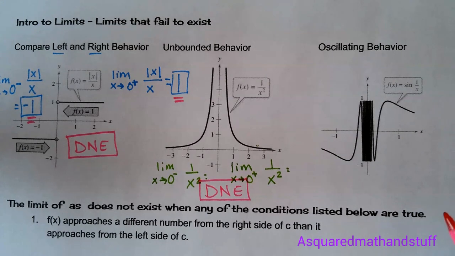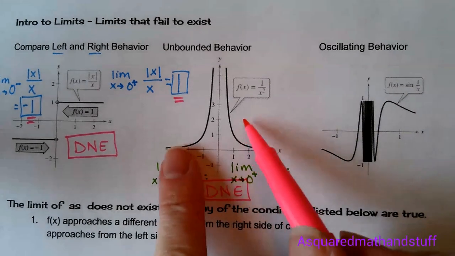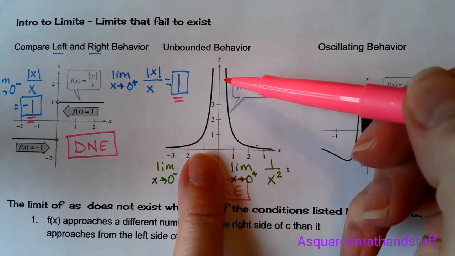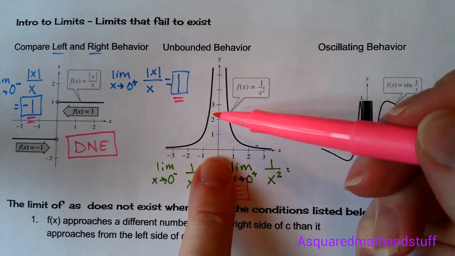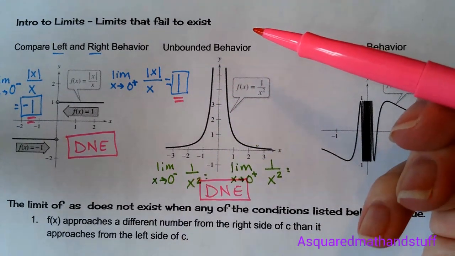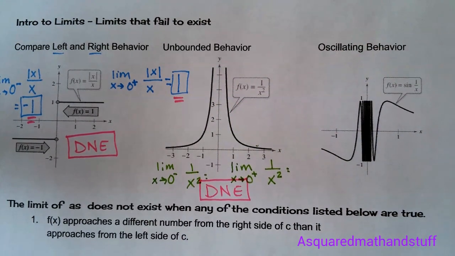As we get closer and closer to a specific number, which is 0, if we looked at the table, the numbers would just get bigger and bigger infinitely. So they wouldn't be approaching any specific number.